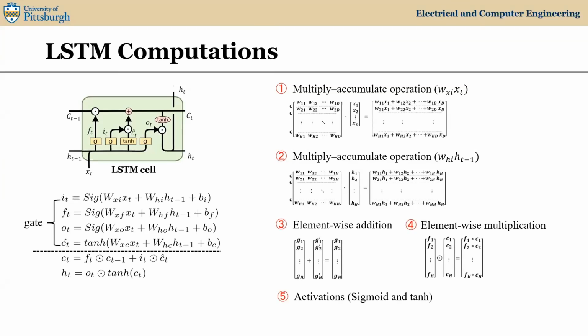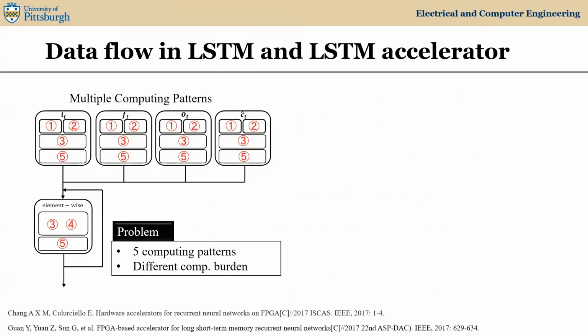Among the 5 computing patterns, pattern 1 and 2 are mostly computing intensive. Activations in pattern 5 are usually approximately computed. Here, the computing patterns are further labeled in the LSTM data flow. In each gate, the result of computing pattern 1 and 2 will be further computed in pattern 3. After activation, gate results will be further processed in pattern 3 and 4 to get the cell output.